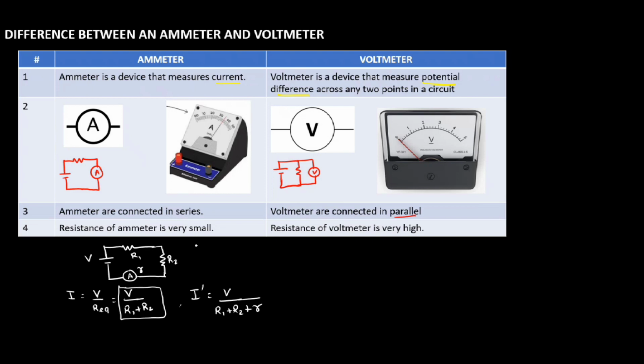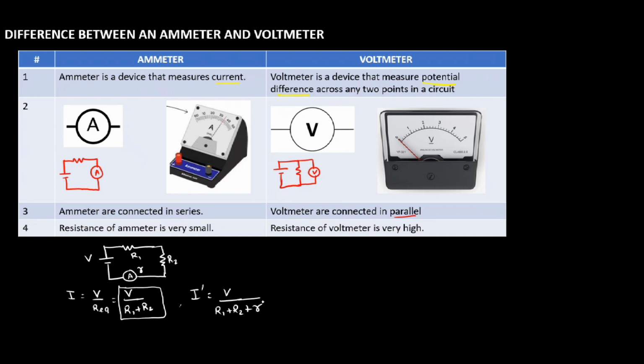So if the resistance of the ammeter is not negligible, it will affect the value of current in my original circuit. So before, when I had not connected the ammeter, my current was V over R1 plus R2. If this resistor is not close to zero, if it is not very small, it will change the current value when the ammeter is connected. So that will not give you the accurate result of the current. It will give you a different value of current.